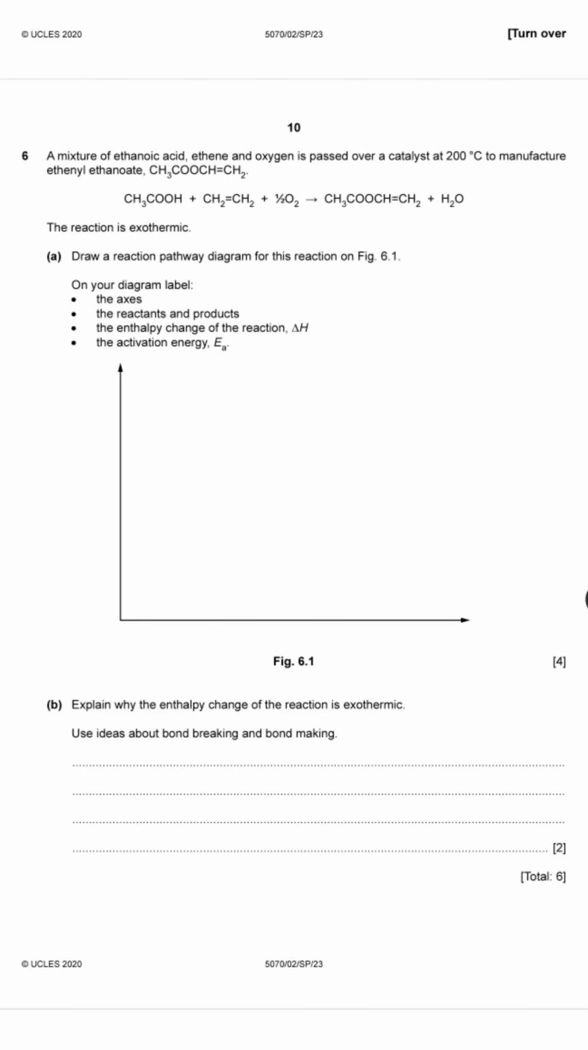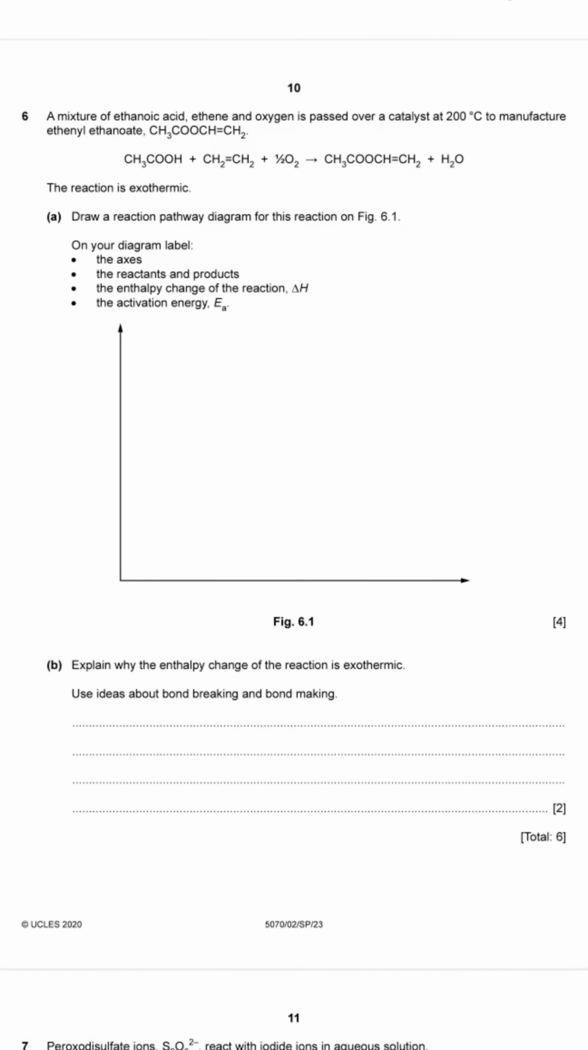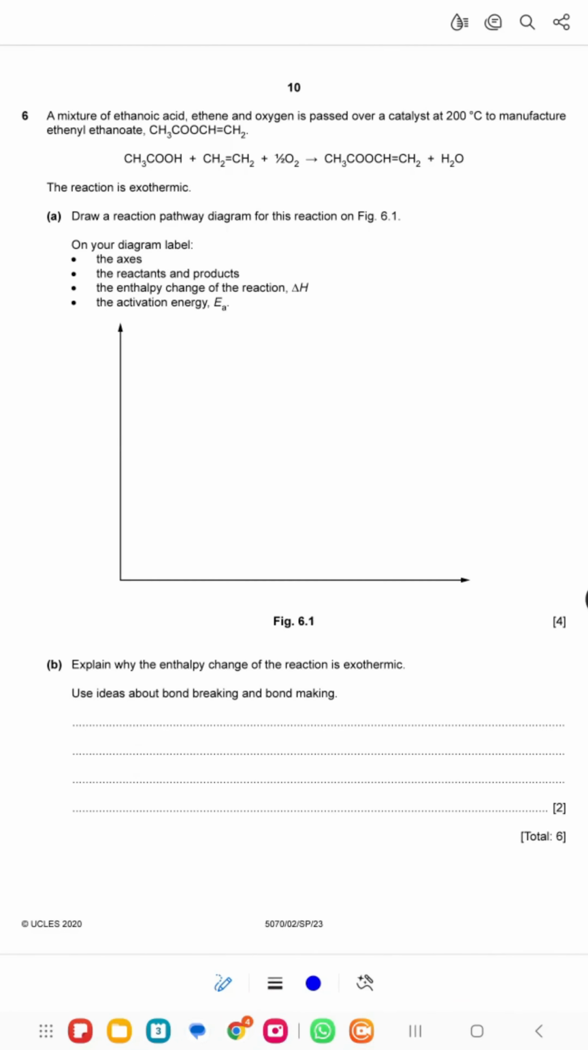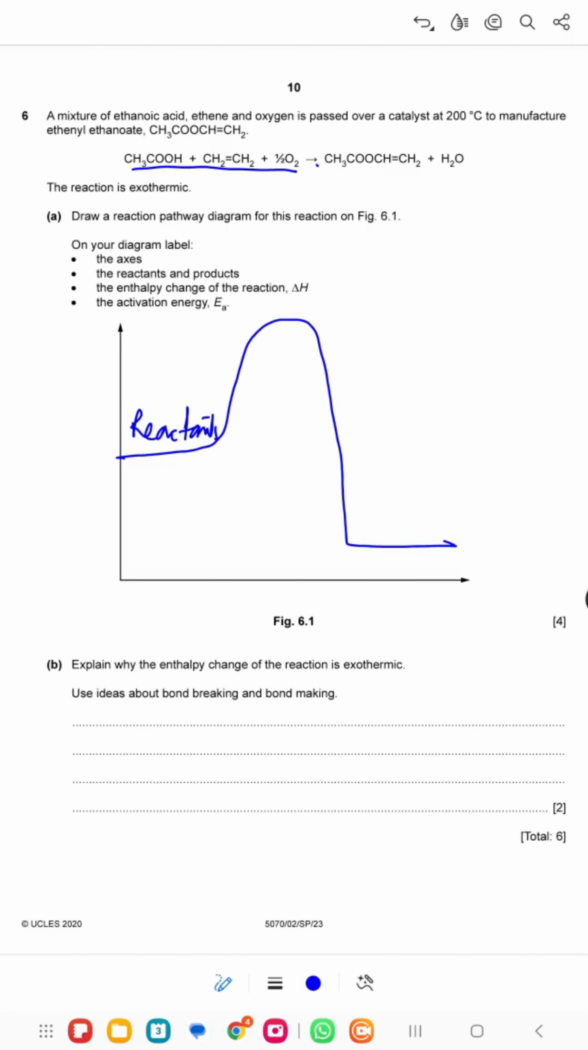This is a question from the specimen paper 2023. The question is basically similar to the previous one. For this, you have to draw the energy profile diagram for exothermic reactions. So if we are going to draw it, I have to write the reactants at one side. All of the reactants we can write here. And we can write the product here. This one is CH3COOCH=CH2 plus H2O.